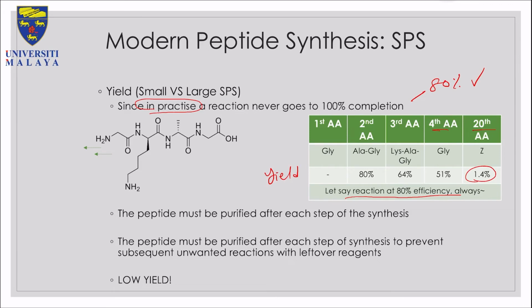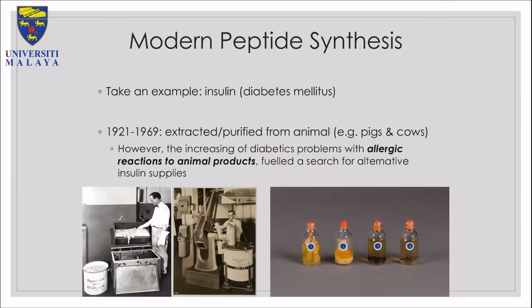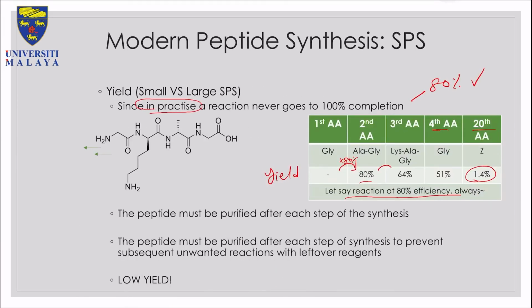So how do I get to this number? Imagine your first amino acid, 80%. So you get the dipeptide at 80% yield. But once you couple the third amino acid, the original 80% now becomes another 80% efficiency, you get 64%, and then by the fourth amino acid, again 80% efficiency of synthesis, the maximum yield that you can get is 51%, and by the end of the 20th amino acid, the maximum yield that you can get is 1.4%. That is if and only if the efficiency is 80%.